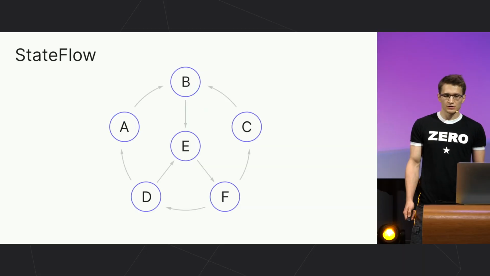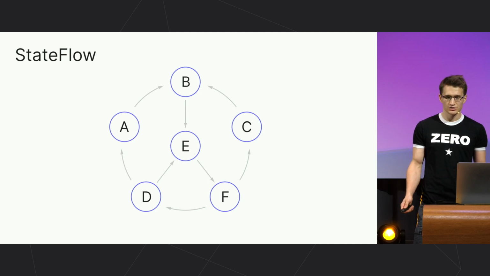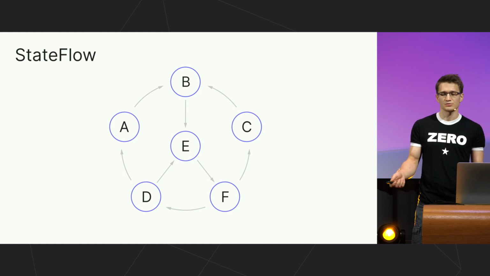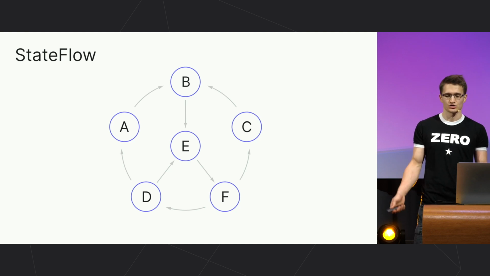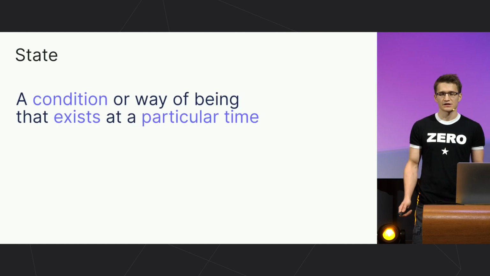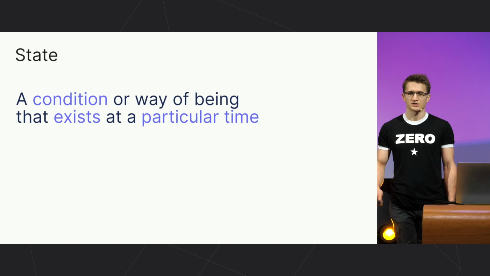Our recent addition to flow is state flow. But before telling you what state flow is, let's talk a bit about the problem domain. What state is, what problems can be modeled with state, and how to manage it. According to the Oxford Dictionary, state is a condition or way of being that exists at a particular point of time.